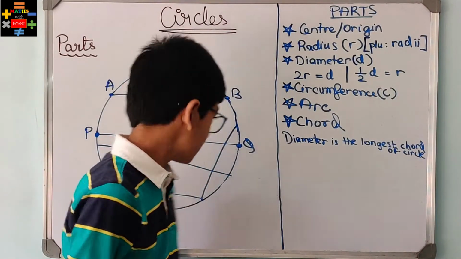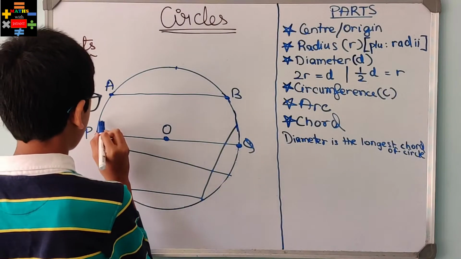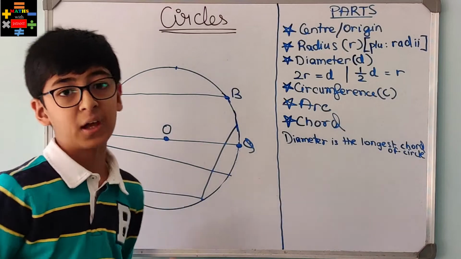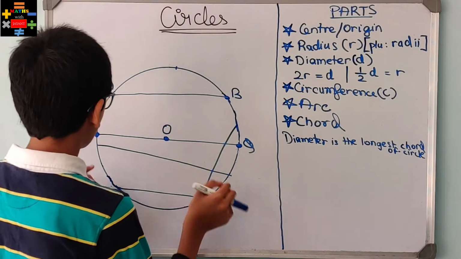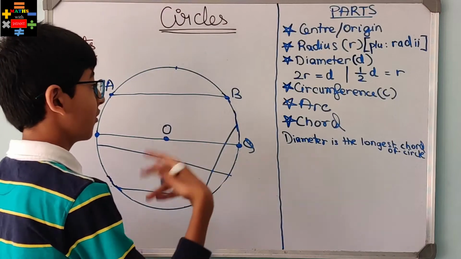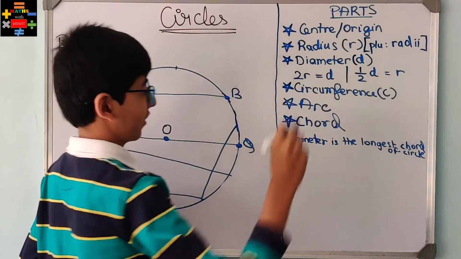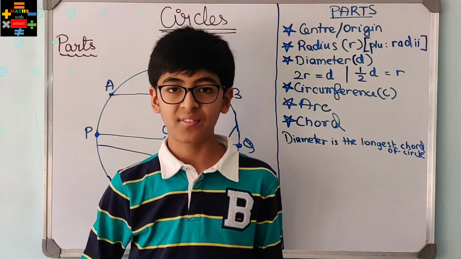So this was the diameter. And why is it the longest chord? Try making any other chord, maybe connect here, here. The longest will be the diameter. You can draw a new chord and check this out as well. So we've discussed arc, chord and circumference. Now let us move on to our next parts.